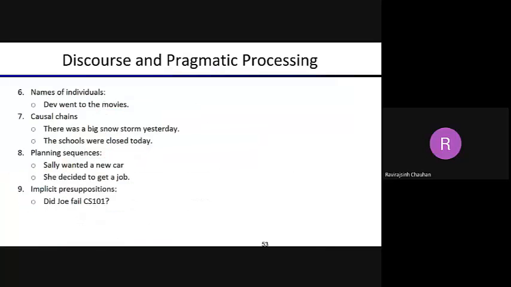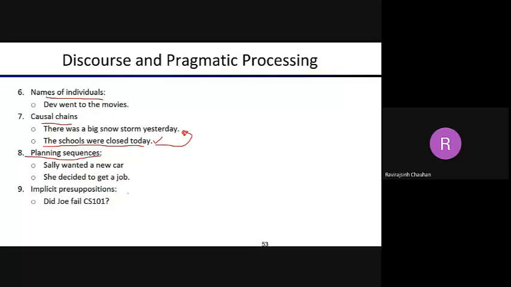Apart from that, we have to consider the name of the individual, causal change. For example, there was a big snowstorm yesterday. The schools were closed. So what is the reason behind the schools being closed today? It is a causal rule, that first this action happened, and based on that this other action happened. First something causal happened, and based on that the second. Planning of the planning sequences and implicit presupposition.